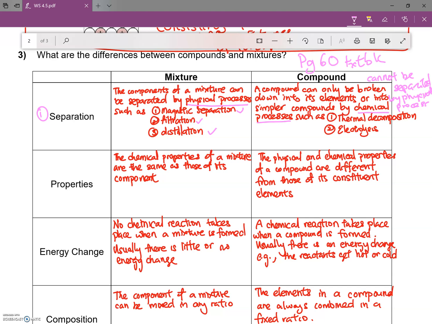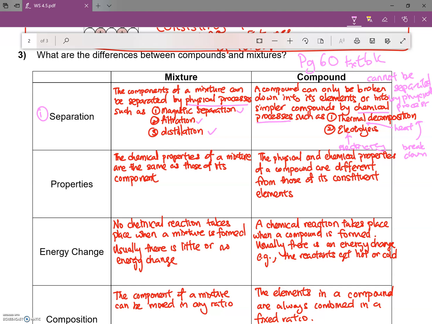Now, there's only two of them that you need to know, which is thermal decomposition. It's about using heat. Thermal actually means heat, and decomposition means to break down. So it's about using heat to break down. Thermal decomposition is one of the chemical processes used to break down a compound. The other one is what we call electrolysis. It's about using electricity to break down the compound. So in terms of separation, mixture is normally by physical processes, and compound is normally by chemical processes.